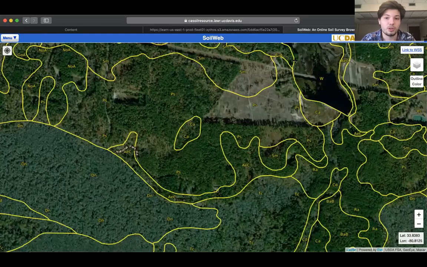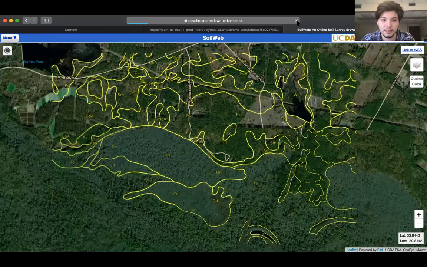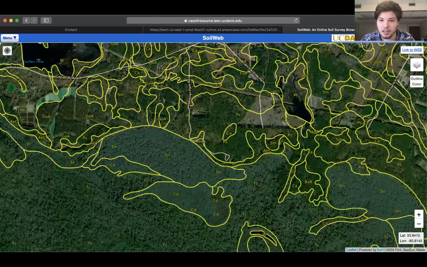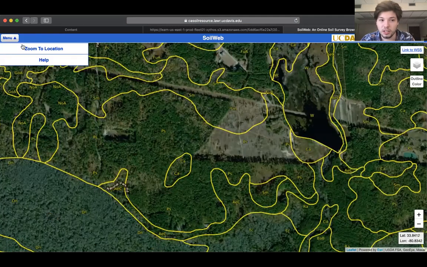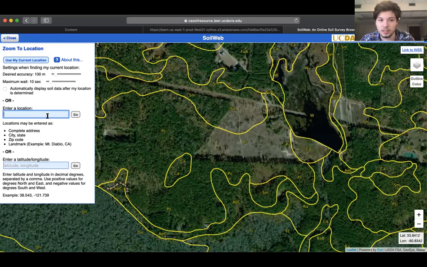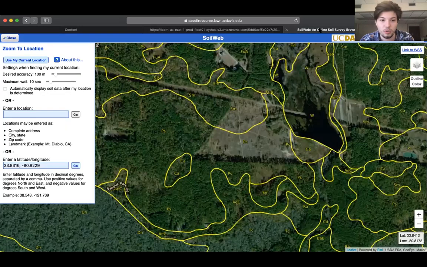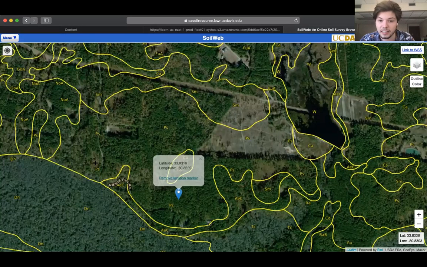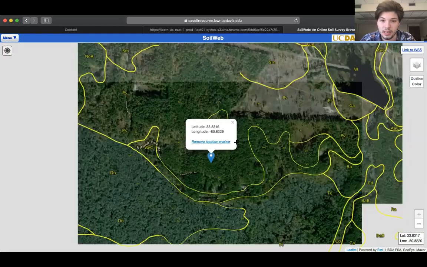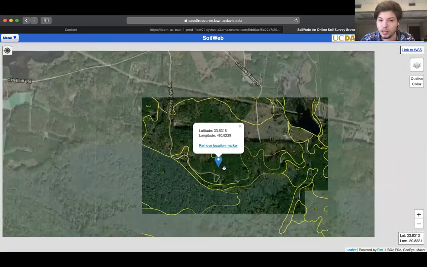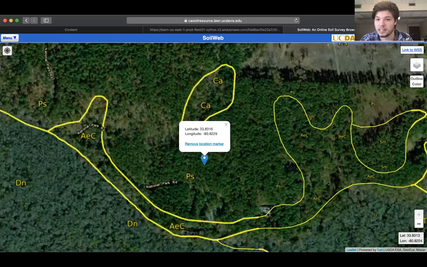So when you load the website, it's going to look like this. So you're going to go to the menu, and you want to zoom to a location. And the lab provides you here these latitude and longitude points, which are going to be near the visitor center in Congaree National Park. You can see that location here. And so now we're going to walk through the basics of what this website offers.